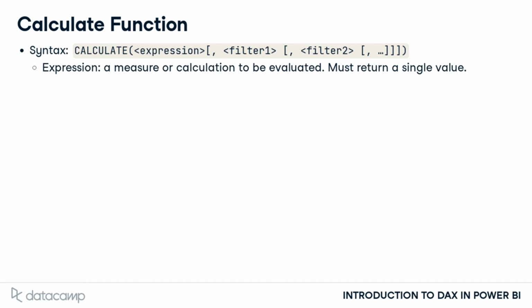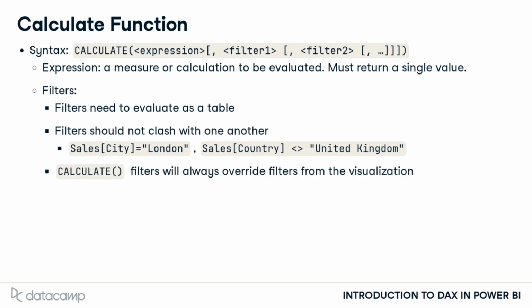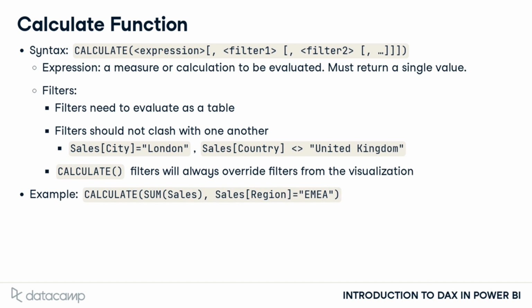The second argument for adding filters is optional, but you need to ensure that the filters evaluate as a table and do not clash with one another. For example, sales city is equal to London and sales country is not equal to United Kingdom. The filters inside the calculation will always override any filters from a visualization. You can see an example of calculate in action. Here we are calculating total sales in EMEA region.